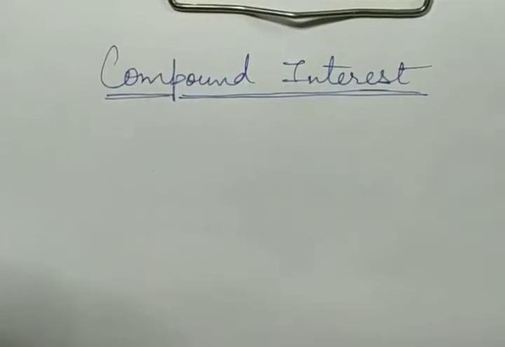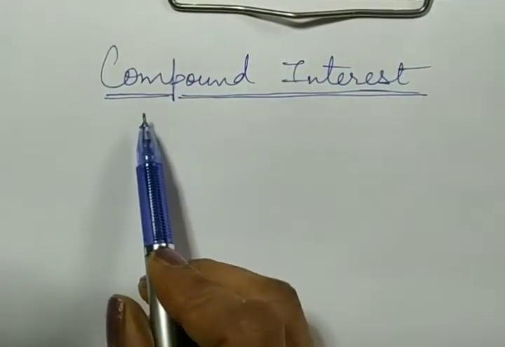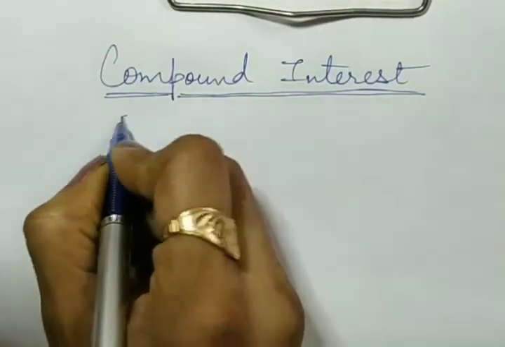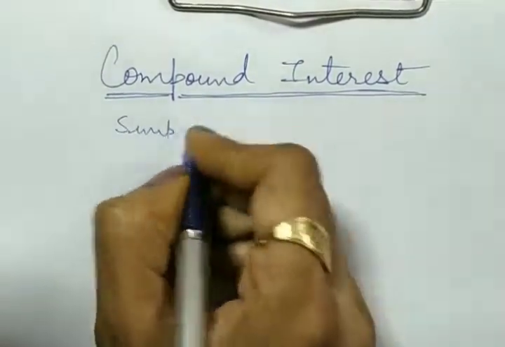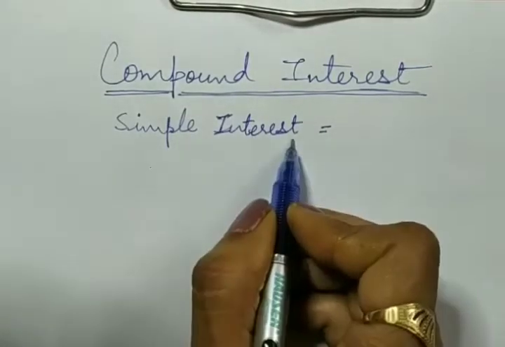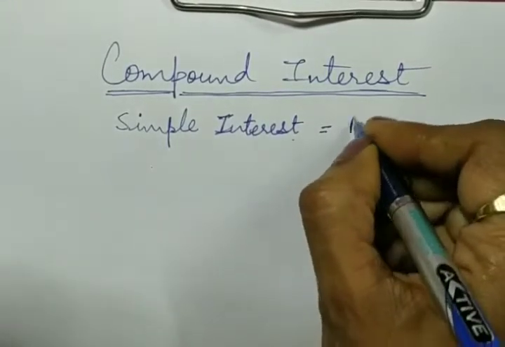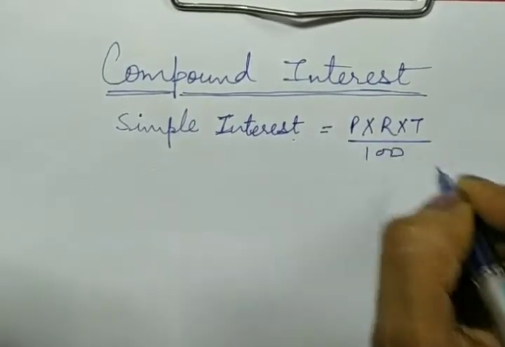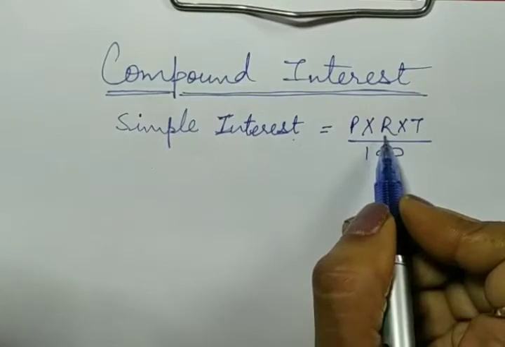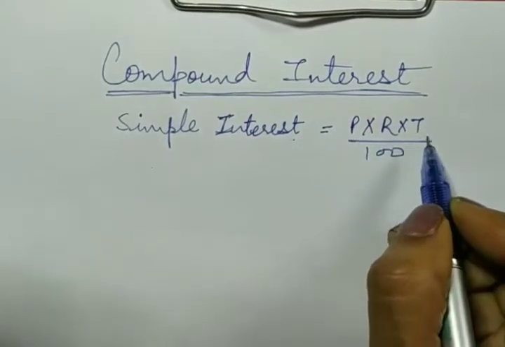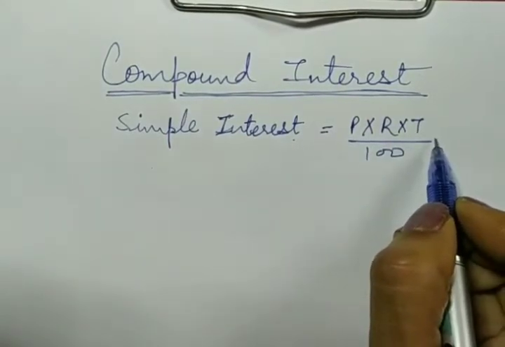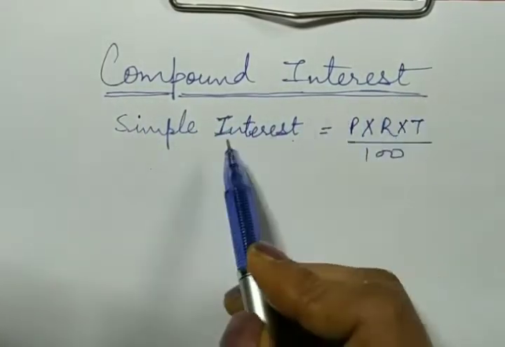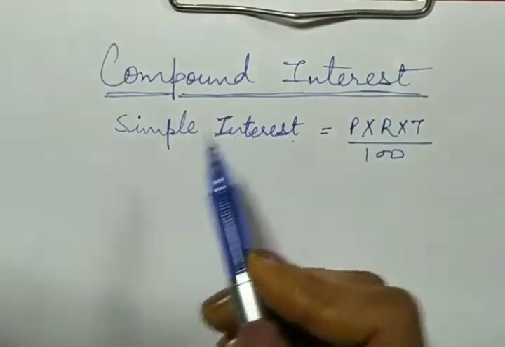Hello dear friends, today we are going to learn about compound interest. You have already learned about the topic simple interest and you know the formula, that is P into R into T upon 100, where P stands for principal, R stands for rate of interest and T stands for time period. Dear students, compound interest is a different method of computing interest.